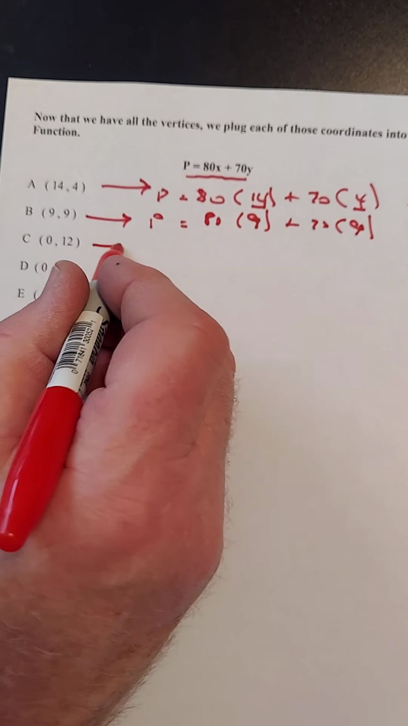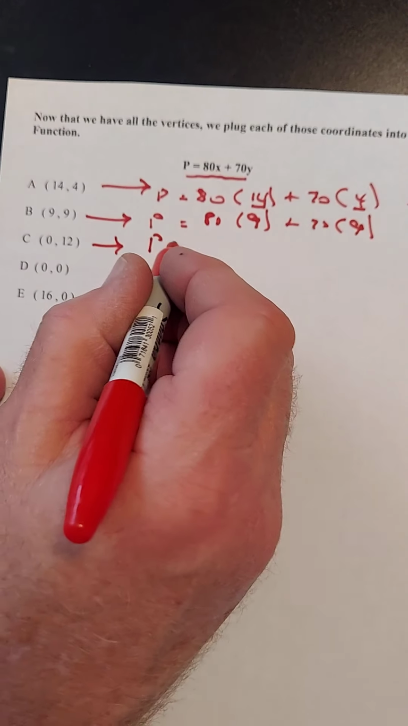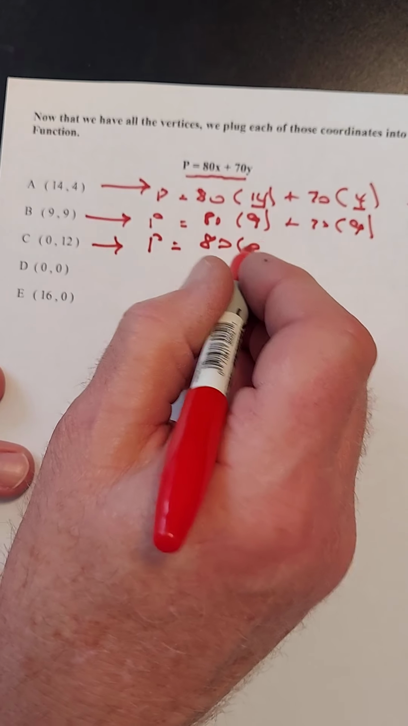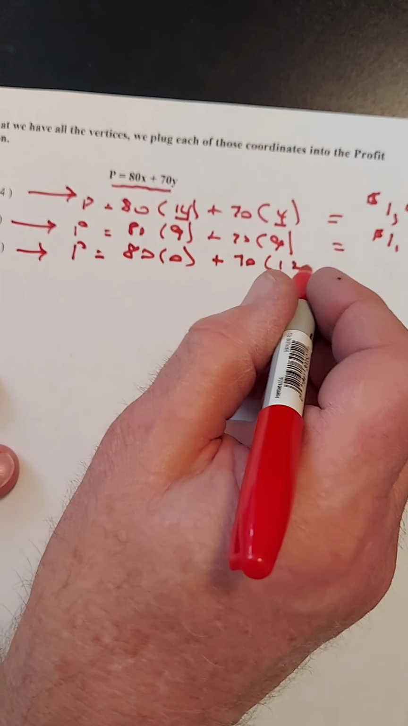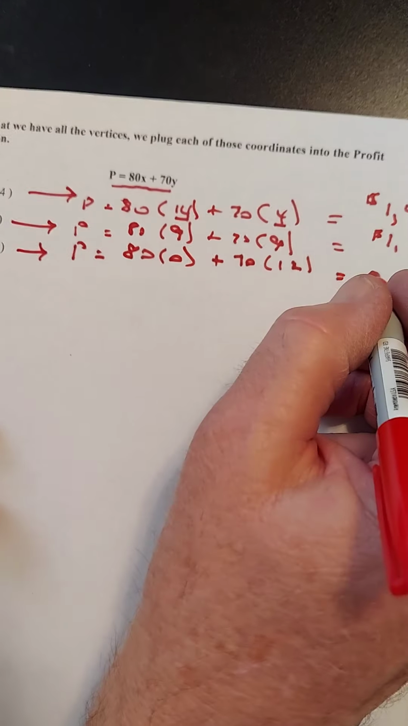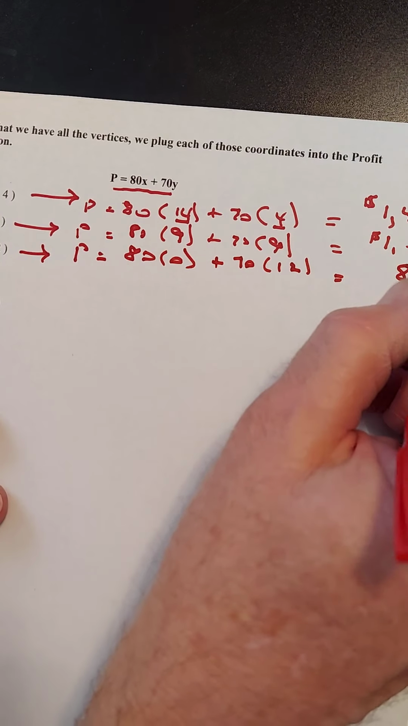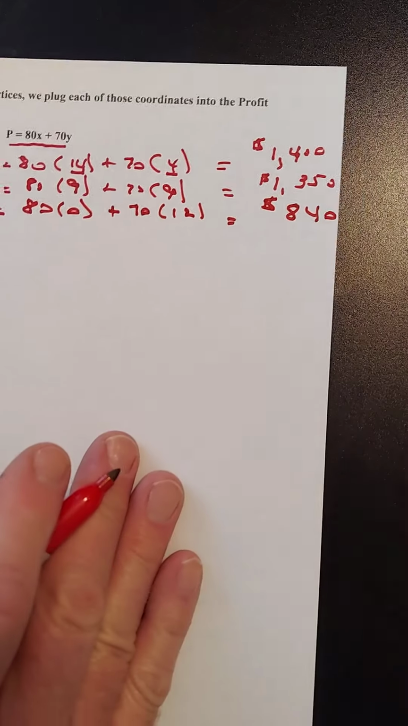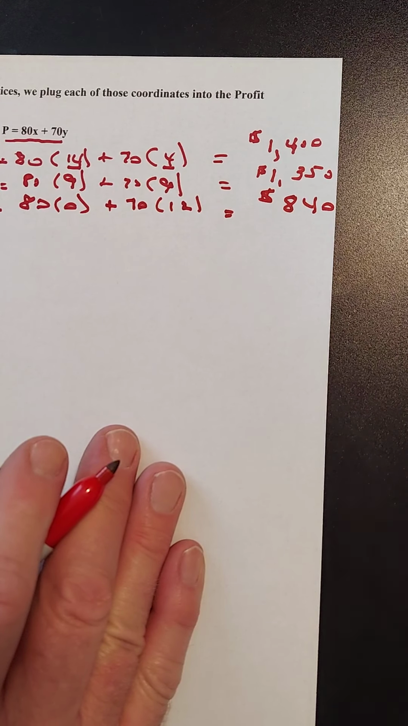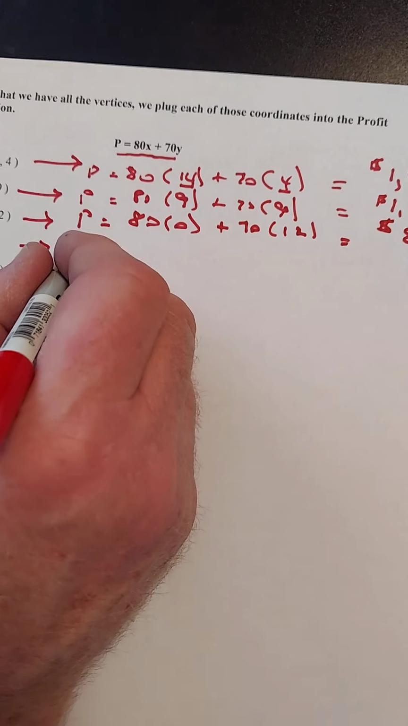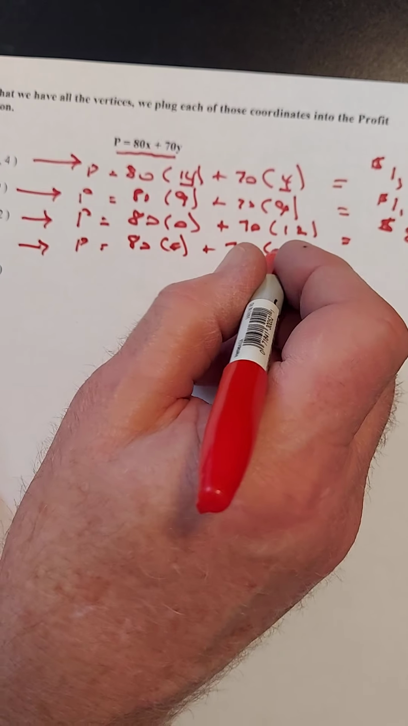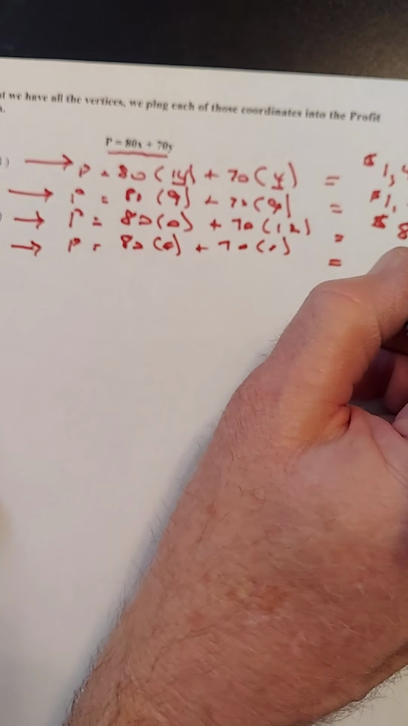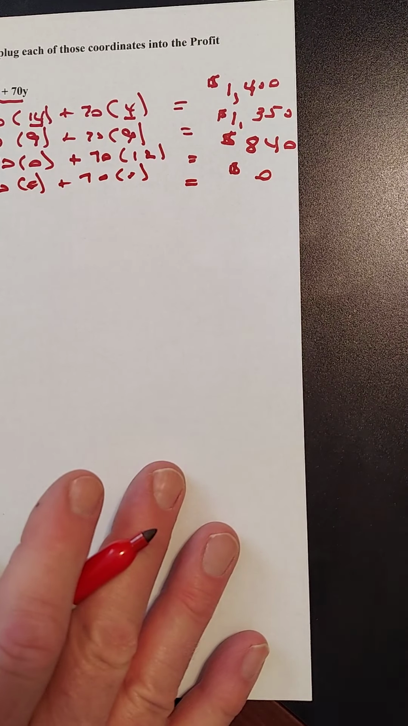Let's go to the next one. The profit at 0, 12. That's going to be 80 times 0. That's nice. Plus 70 times 12. And that is going to be $840. The next profit, it's going to be 80 times 0, which is 0, plus 70 times 0, which is 0. So this one's just going to be 0. We're not going to make anything, which makes sense. If you're not going to manufacture anything, you can't sell to make a profit.